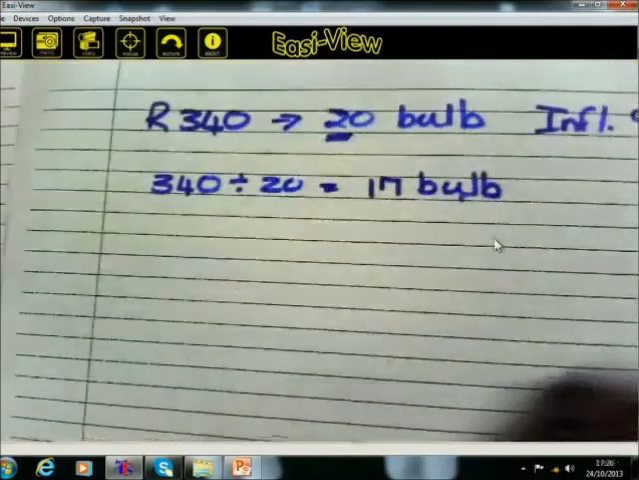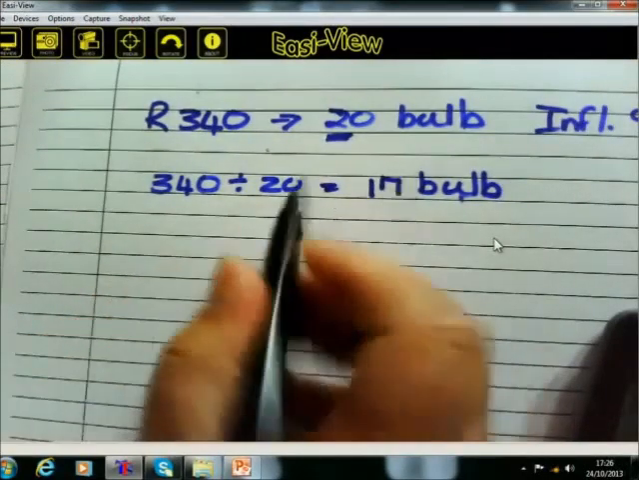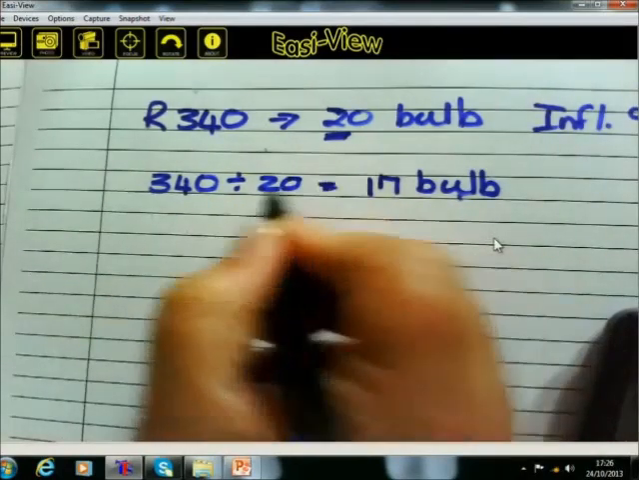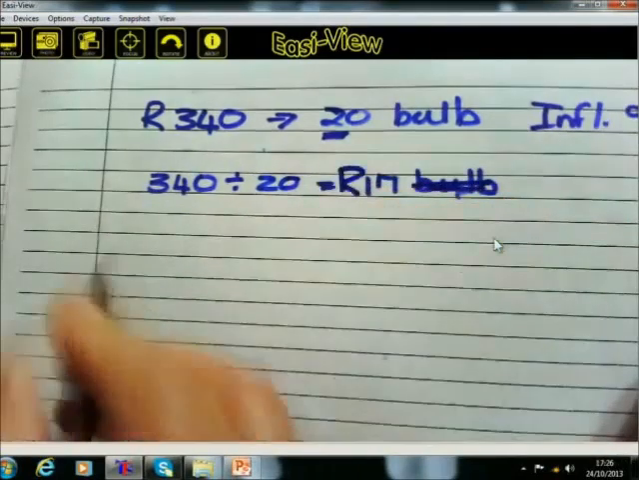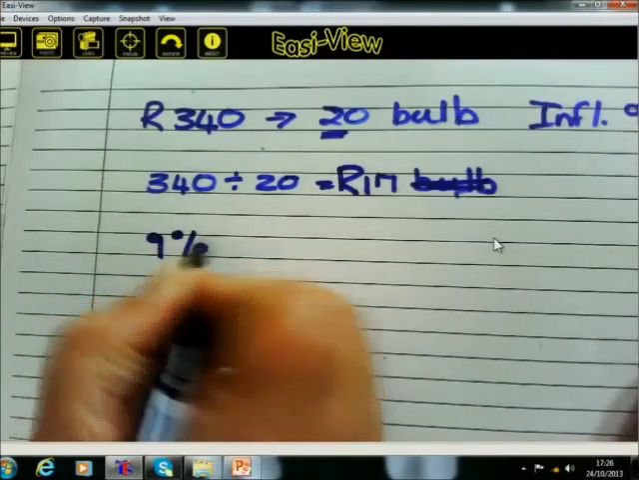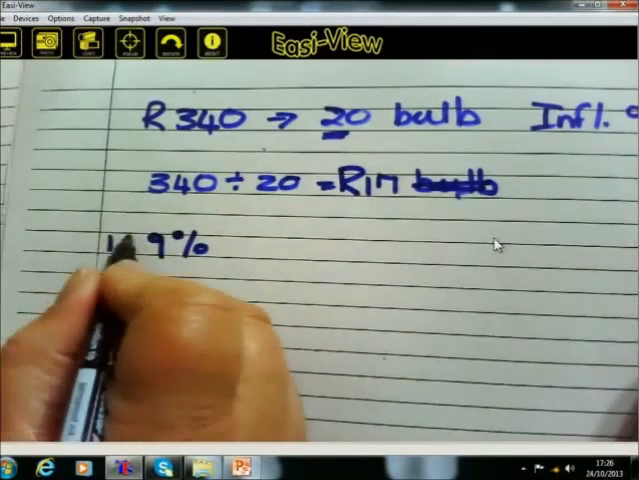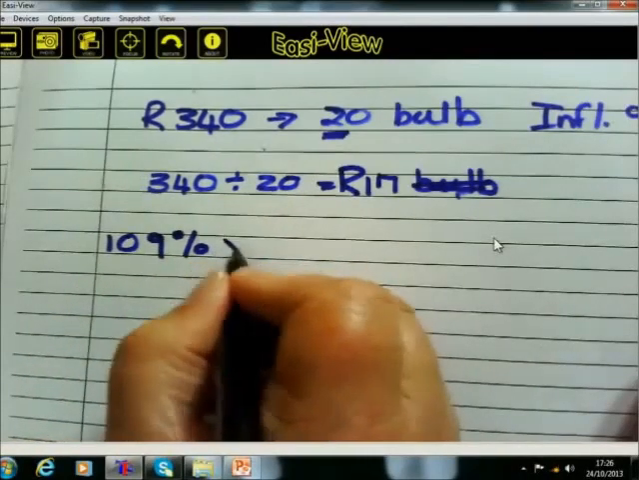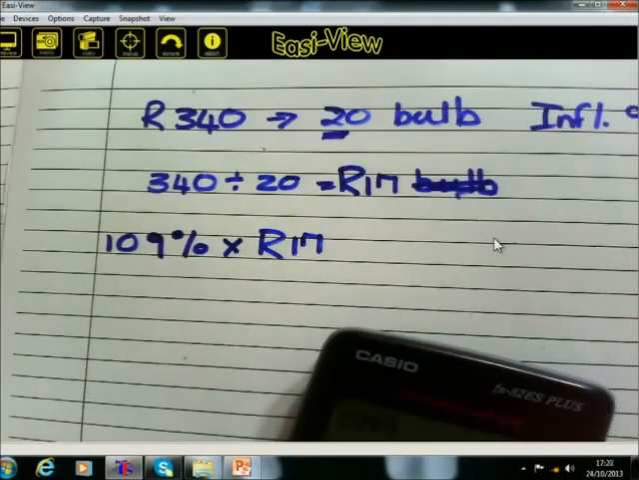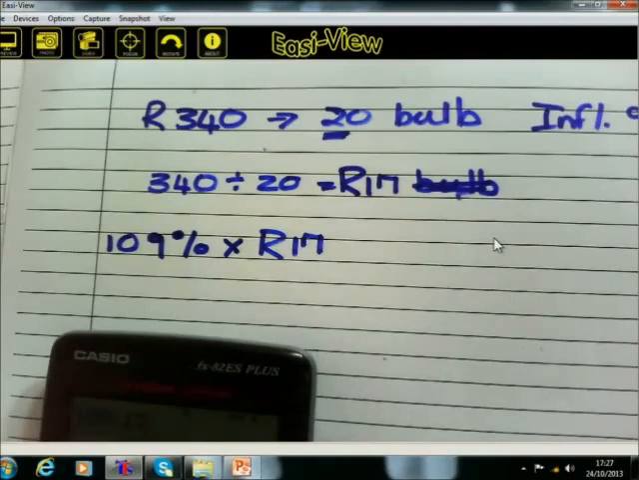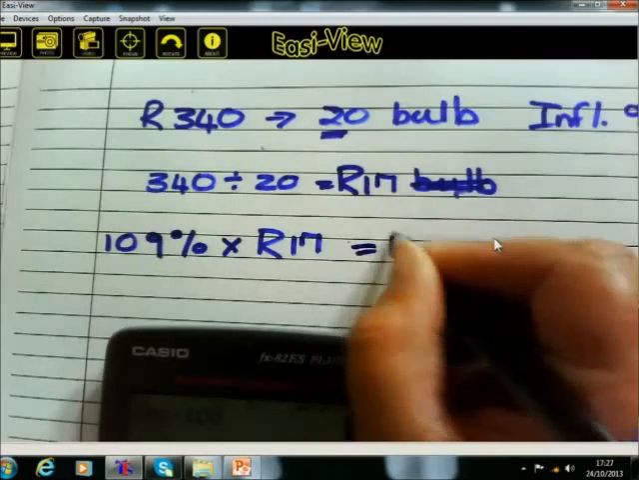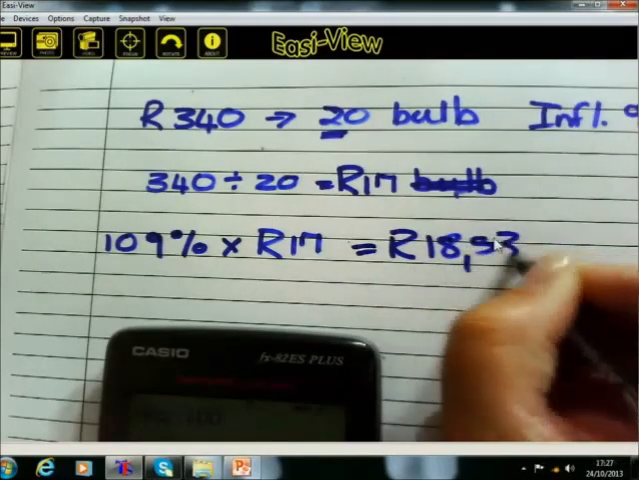So now I need the price of one bulb. 340 divided by 20. No, sorry, 20 bulbs gives you 17 Rand per bulb. So now the inflation is 9%. So I'm going to add it already to the original price, 109% of the 17 Rand, because that is the price per bulb, and that is going to give you 18 Rand and 53 cents.